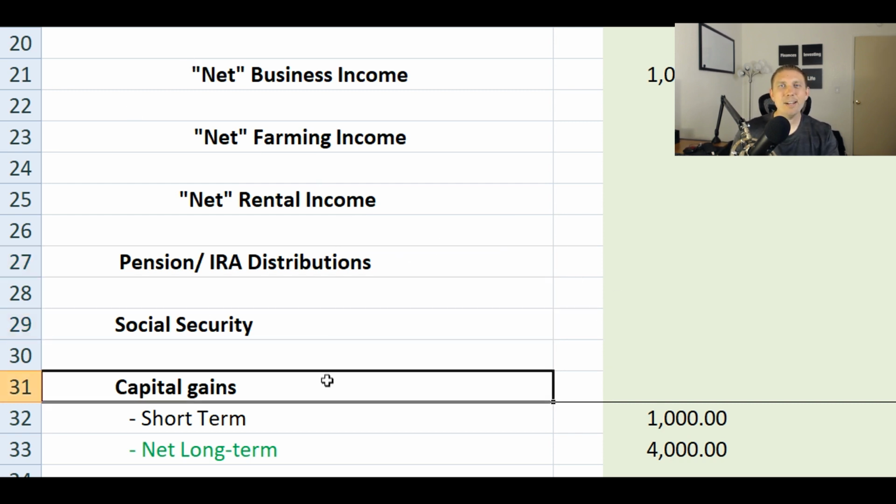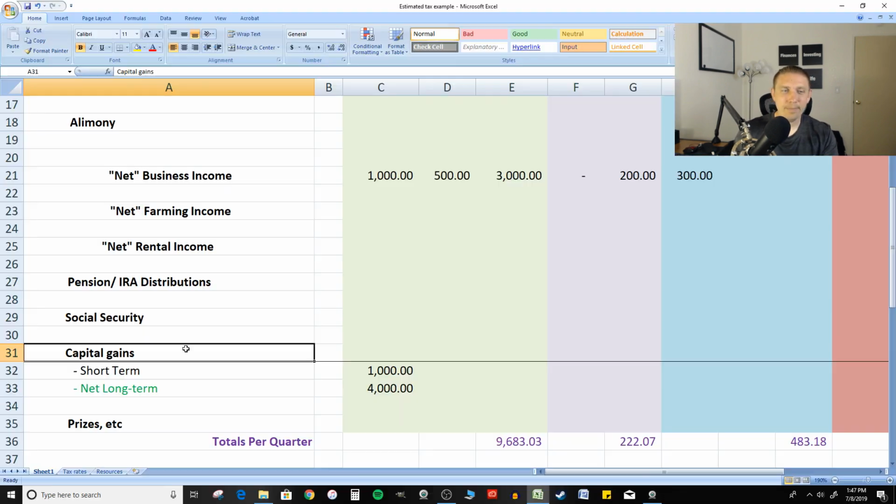Capital gains, let's talk about that, because who here likes stocks? I know I do. Well, capital gains could be from stock sales or could be from other types of property. It doesn't have to be just stock sales. But I have a line item for capital gains that we're going to be discussing here shortly.